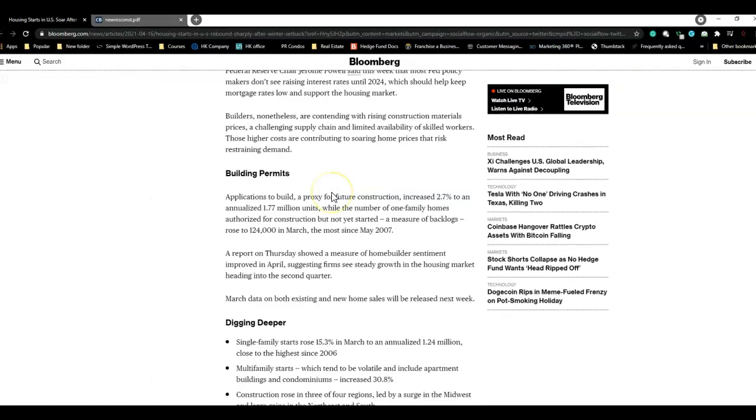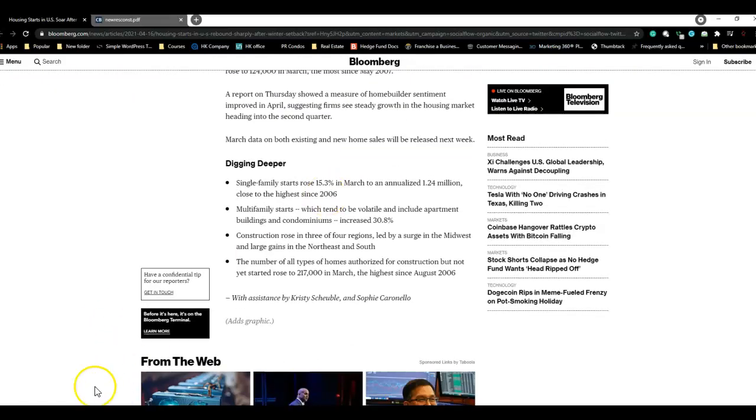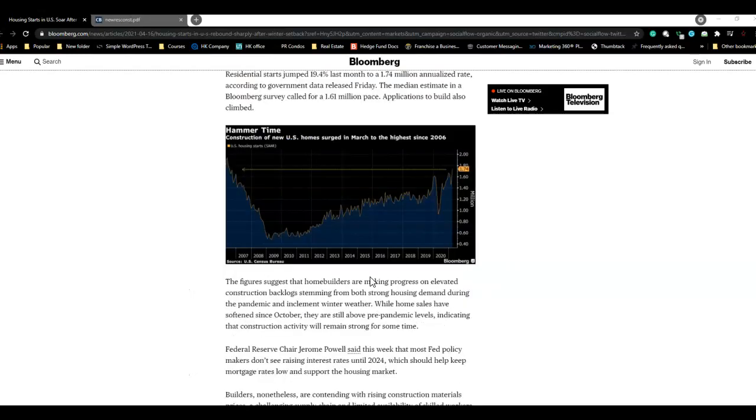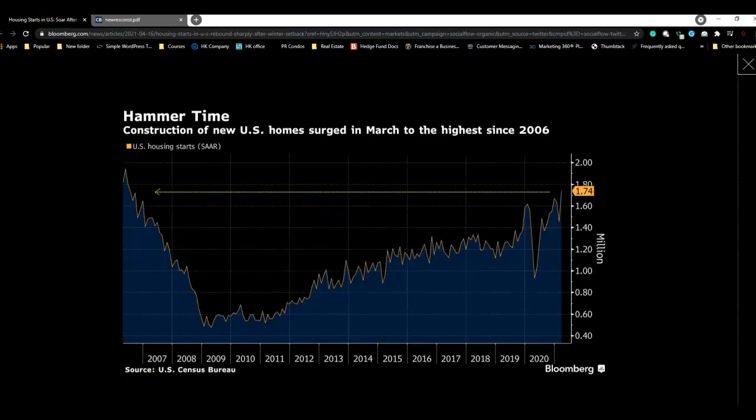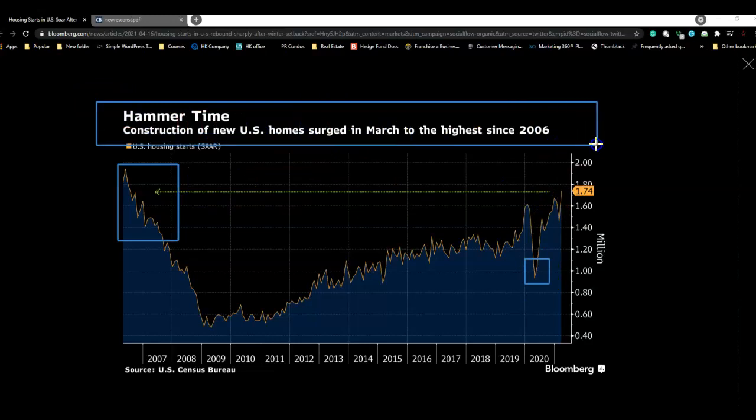So the real big headline was this: last week, we hit not an all-time high, but the highest construction start since 2006. Let's pull this up. This is a Bloomberg chart here. Obviously, '06 is back here. This is the pandemic crash, and now we're back here to where new construction of homes is the highest since 2006.